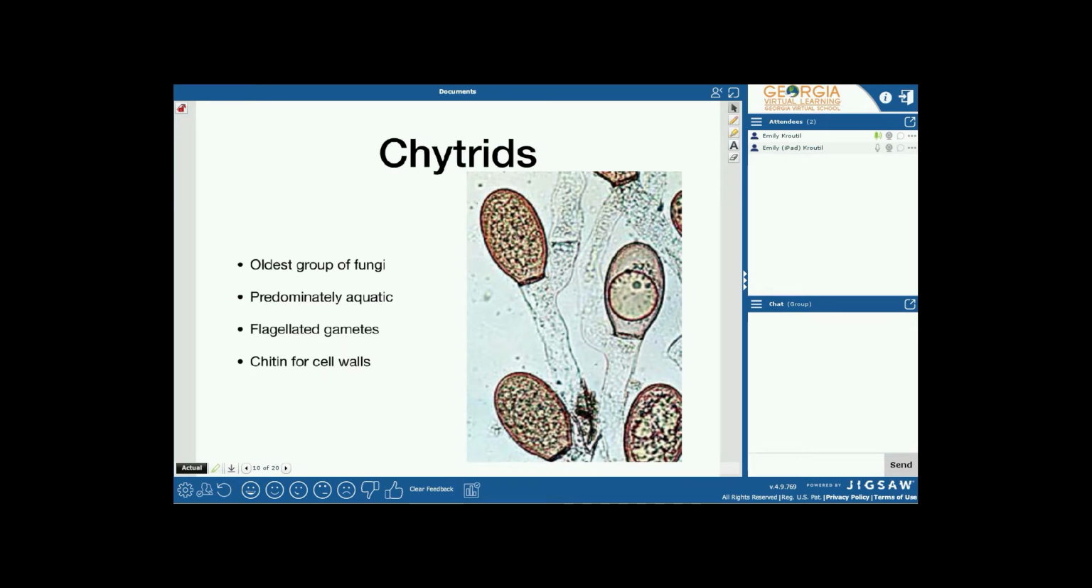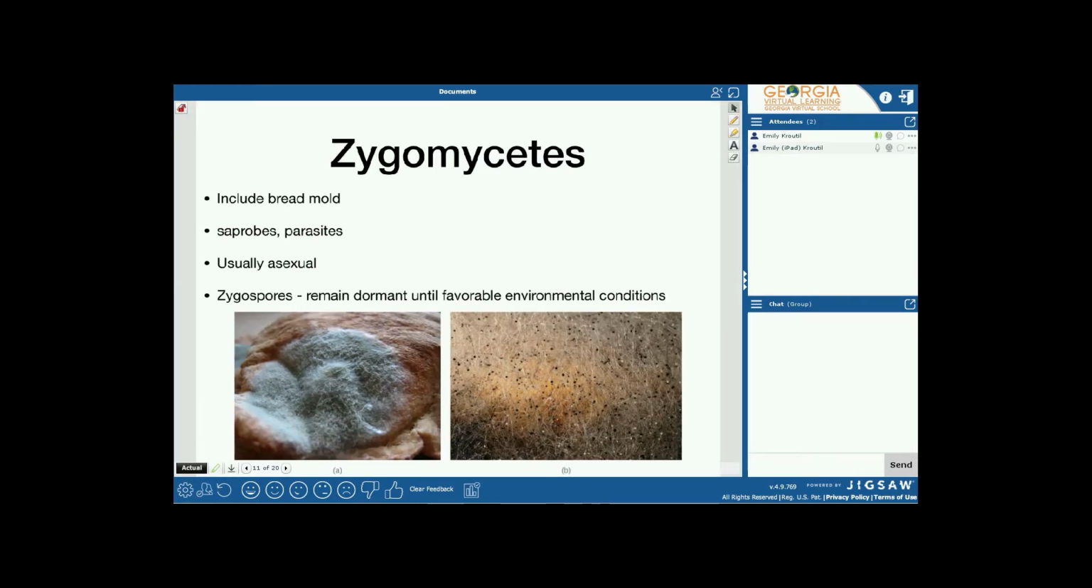So these are the main groups of fungi. We have the chytrids, and these are the oldest group of fungi. They are predominantly aquatic, so they live in the water mostly. Their gametes are flagellated, which means they have little tails, and they have that chitin for the cell wall, which remember is that stuff that's in insect exoskeletons. Okay, and then we have Zygomycetes. This includes bread mold, and they are saprobes or parasites, which a saprobe means that they're decomposers. And they're usually asexual. And they have something called a zygospore, which is these little black pieces here. And they just remain dormant until there are favorable environmental conditions.